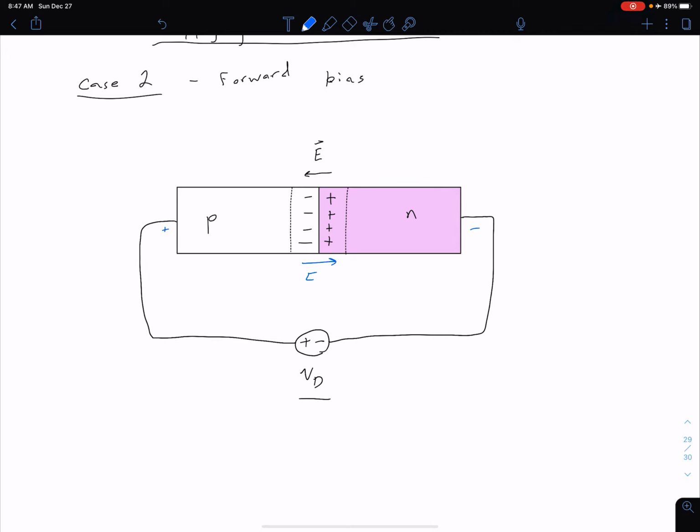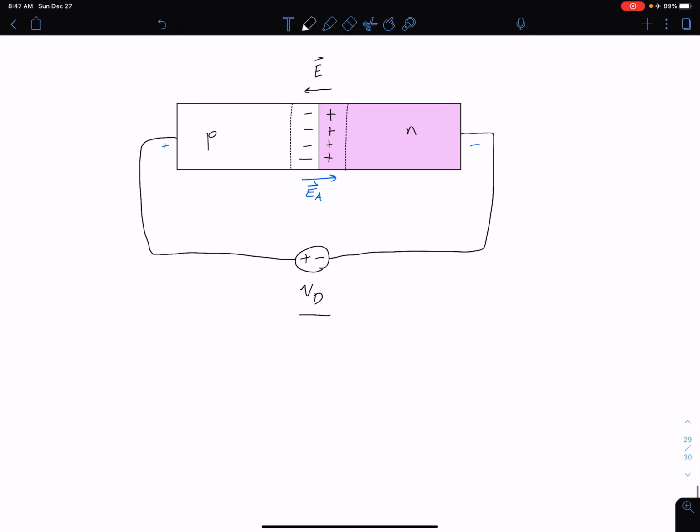Let's call this E sub A, like we did previously, an applied electric field due to our applied voltage. And so we can see that this applied field is opposing our built-in potential. So E sub A opposes our built-in field.